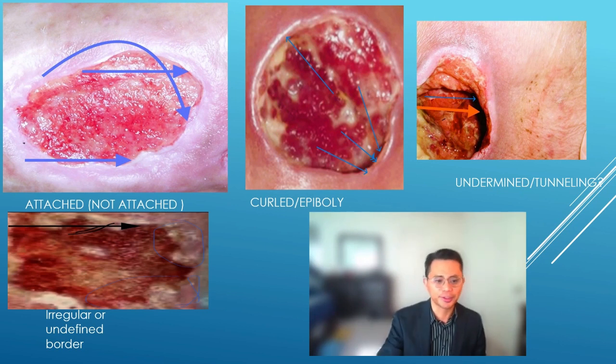So if you see a wound edge which is perfectly round or oval like this, it is usually seen on arterial ulcers if you're looking at a wound in the lower extremity. If you see an irregular border like this, and this is in the lower extremity, it's usually associated with a venous ulcer.